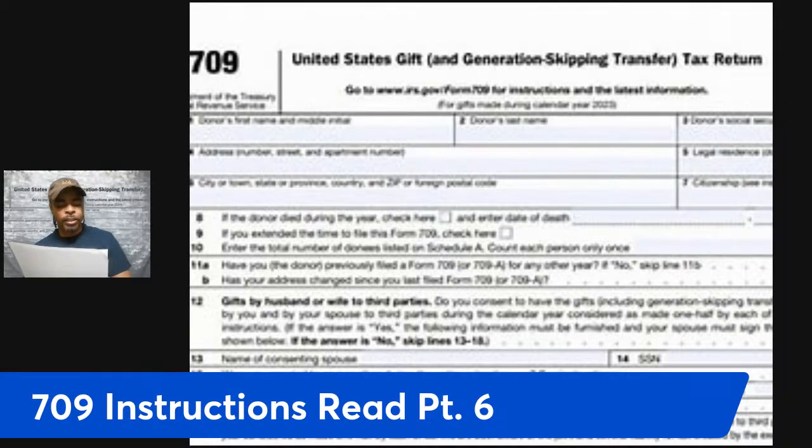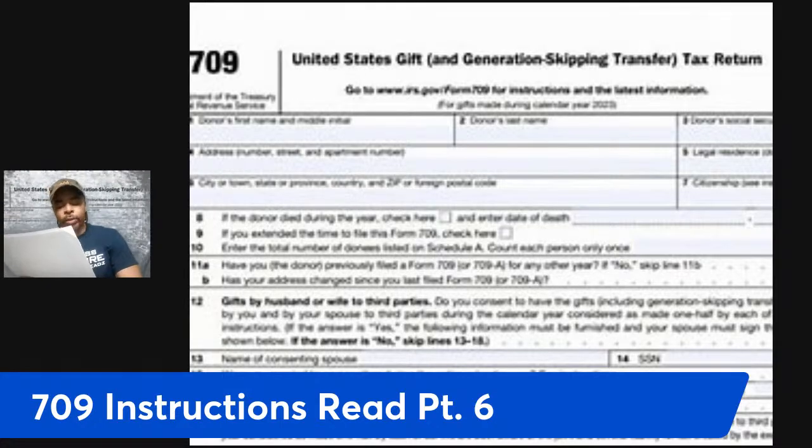Number 2, if the GST exemption is being allocated on a late-filed, past-due gift tax return, including extensions, enter the value as of the date the gift tax return was filed. Part 2, GST exemption reconciliation, section 2631, line 1.